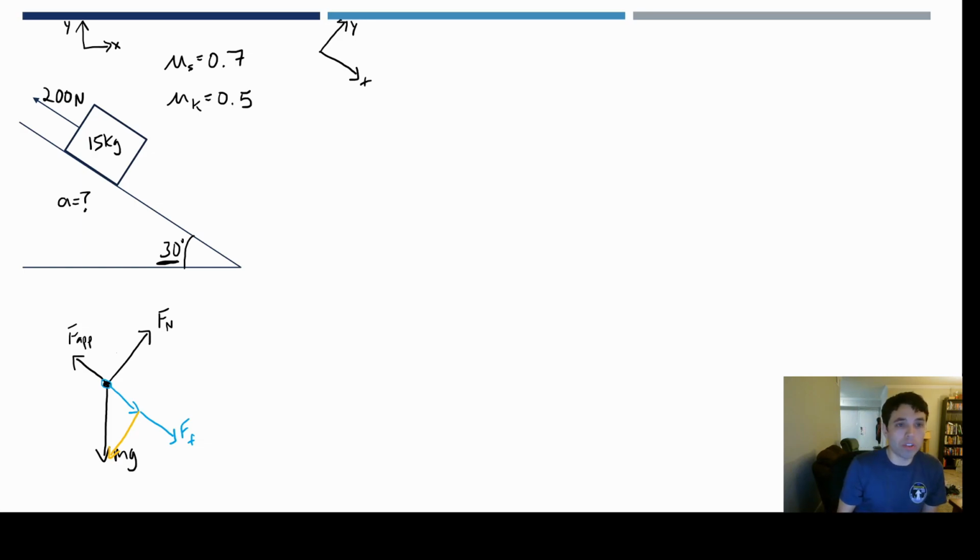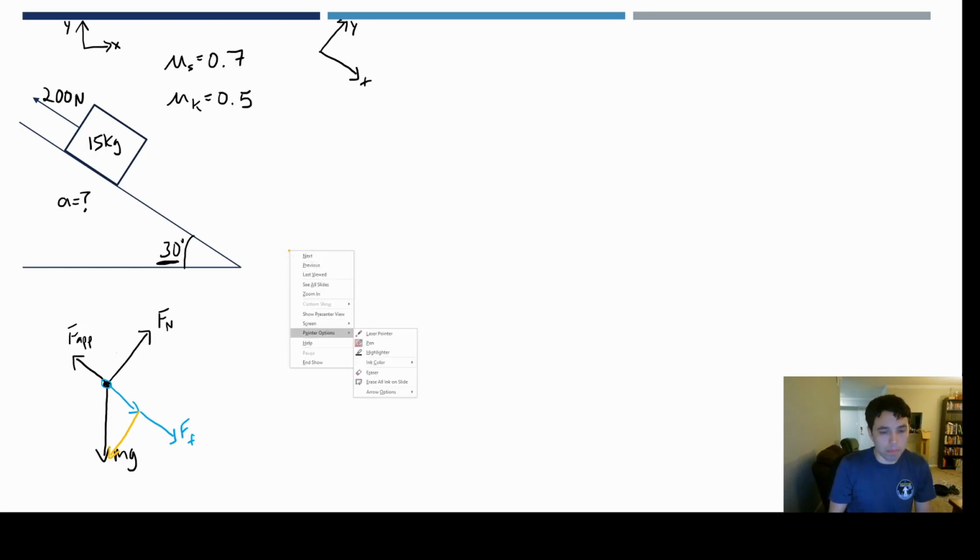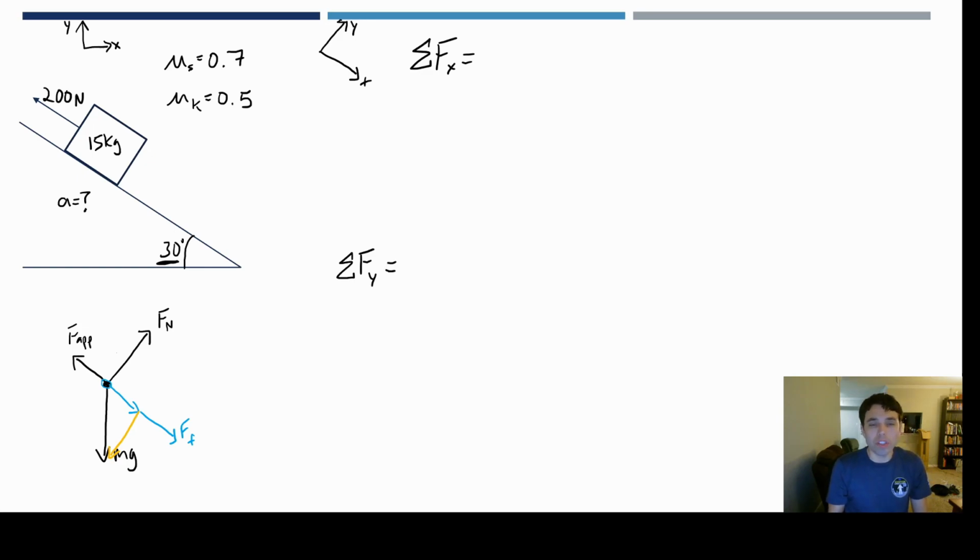Okay, so now that we set this up, let's take a look at Newton's second law in each direction. We're going to set up an equation: sigma, net forces in the x direction, and then net forces in the y direction. Let's do y first. That's usually the easier one to do. We know this object is not being lifted off the ground and it's not being crushed into the ground, so the net force on the object in the y direction is 0.